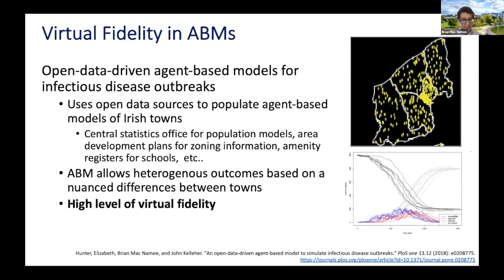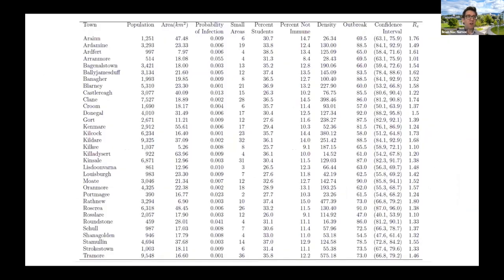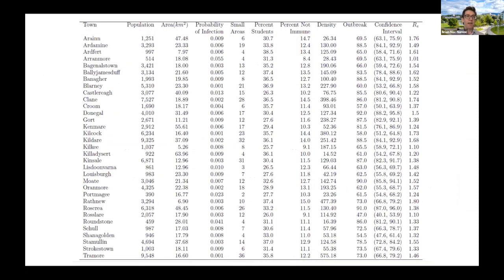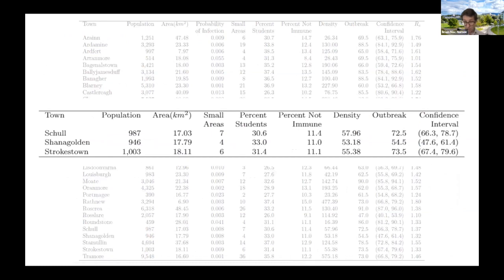So simulating agents going to work, going to school, going home, going to places like playgrounds and sports centers and shopping centers. And the big advantage of that, I suppose, that people familiar with agent-based modeling will be familiar with, is the high level of heterogeneity that we get amongst different environments. So this is a table from a paper we published on this last year.